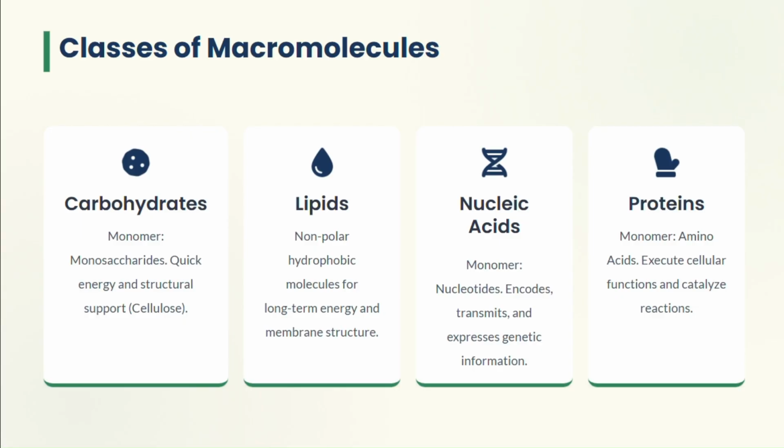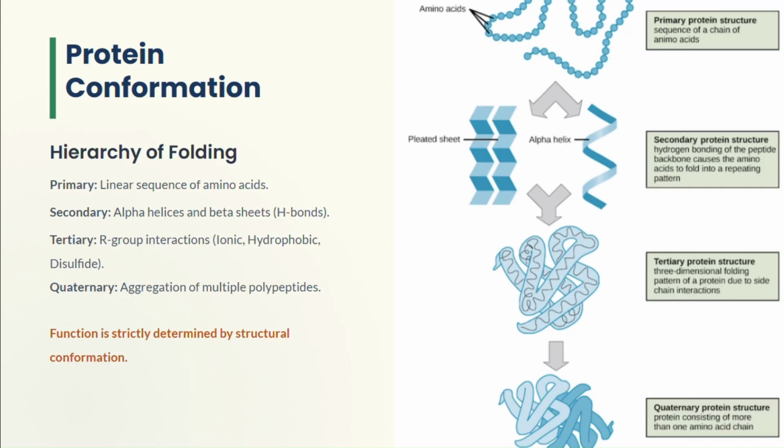Nucleic acids' monomers are nucleotides, and their job is to encode, transmit, and express genetic information. Proteins' monomer is amino acids, and their primary job is to execute cellular functions and catalyze reactions. Protein conformation includes the hierarchy of protein folding: primary structure, secondary structure, tertiary structure, and quaternary structure. Primary structure includes the linear sequence of amino acids.